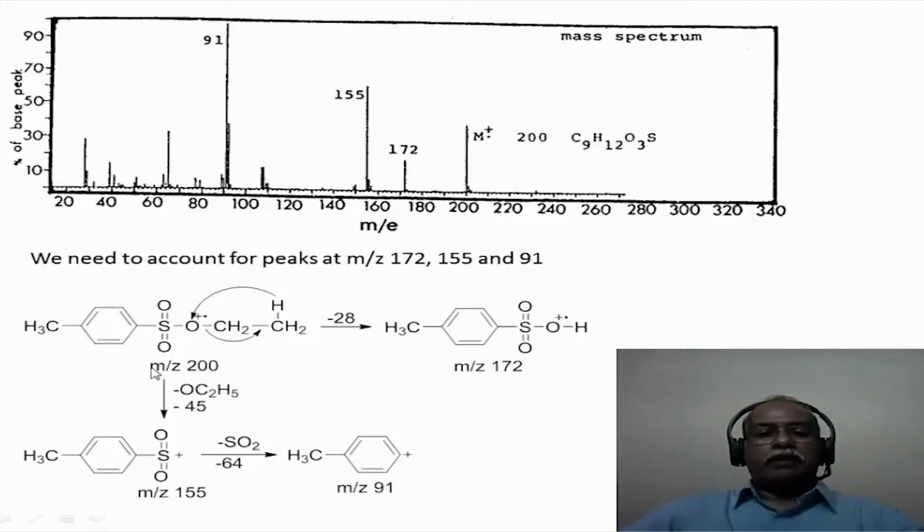And a simple fragmentation corresponding to the sulfur-oxygen bond here, with the loss of the ethoxy functional group, a loss of 45, would essentially correspond to the molecular ion losing an ethoxy radical to give the 155 peak, which is this particular peak. Loss of sulfur dioxide from this molecule will essentially give you the para-toluyl cation, which is the 91 peak. So all the mass spectral data can be satisfactorily explained by a simple fragmentation pattern of this kind for this particular molecule.